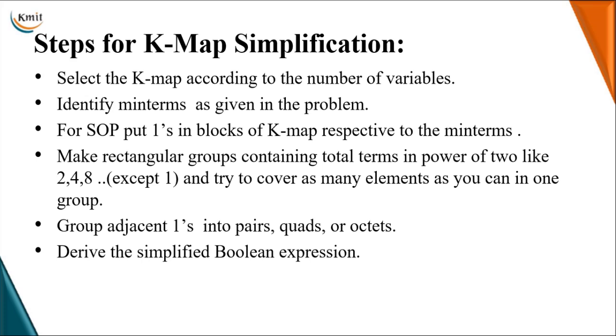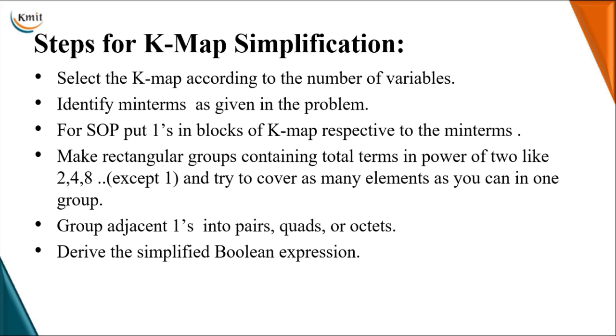Thereafter we have to place ones in the corresponding blocks of the K-map with respect to their cells, as the minterms' functional values are 1, hence we have to put ones in their corresponding blocks. Next, make big groups or rectangular groups which contain only the minterms. Try to cover as many elements as you can. Try to select your big group only, not your small group.